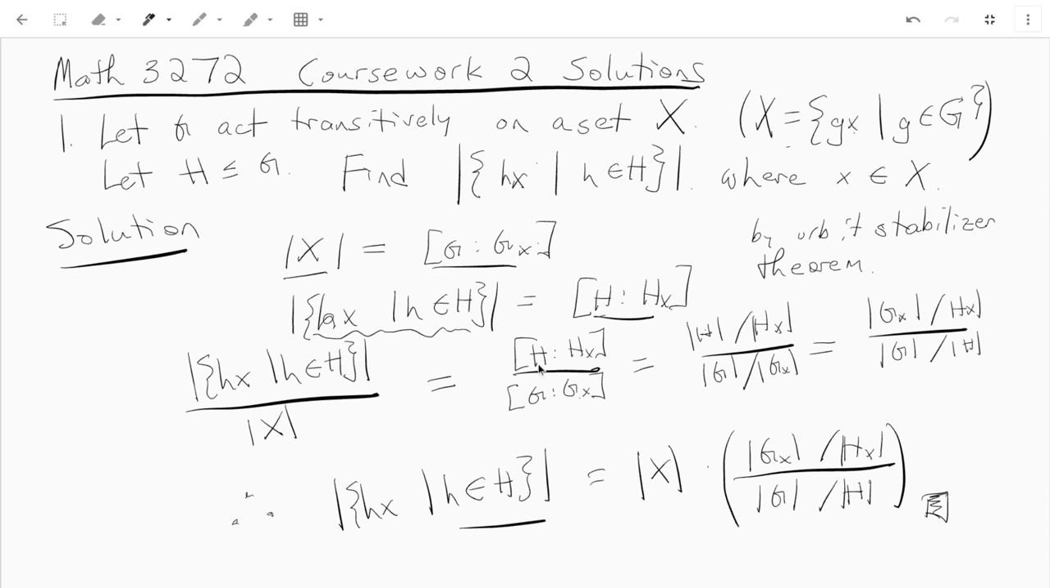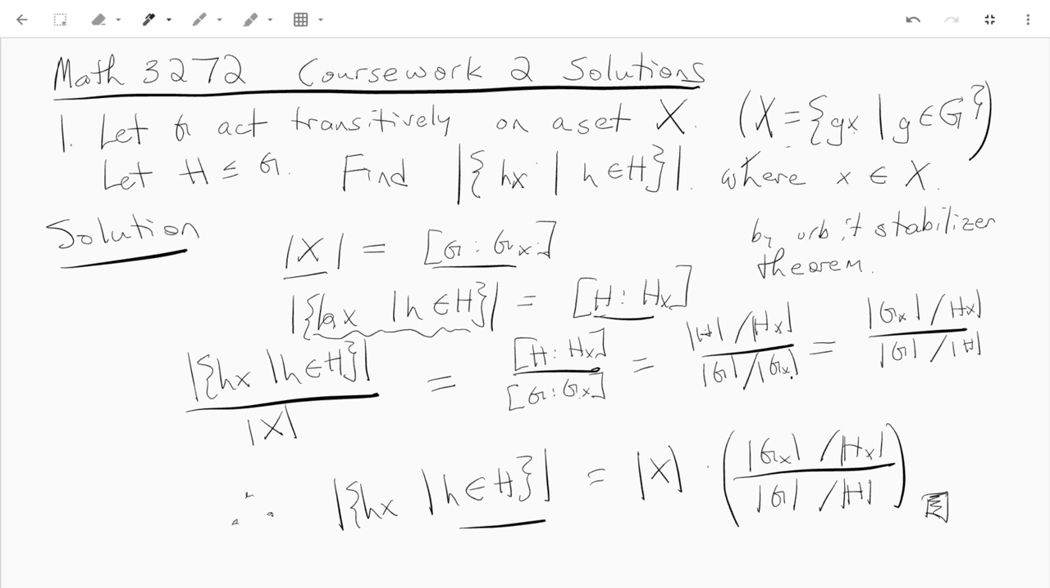Okay, now any index can be written as the size of the group divided by the size of the subgroup. Here we go. And the same for the size of G divided by the size of Gx.